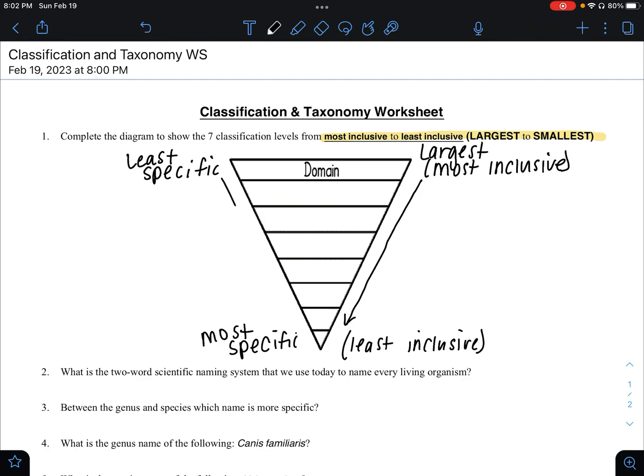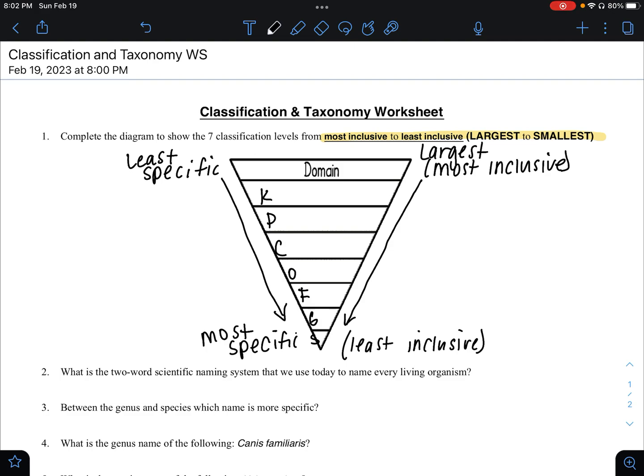Specific, okay? So that means that the largest, most inclusive levels are also going to be the least specific levels. They include more organisms, so they can't be very specific. And as we get lower, they are going to include less, so they will be less inclusive, and they will become more specific, okay? So hopefully you remember Katy Perry came over for good soup.